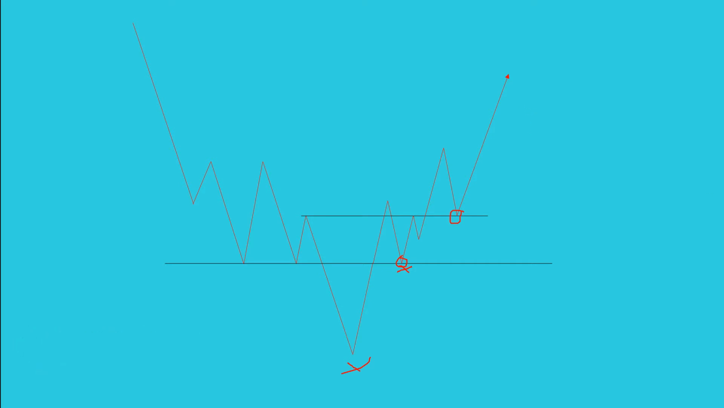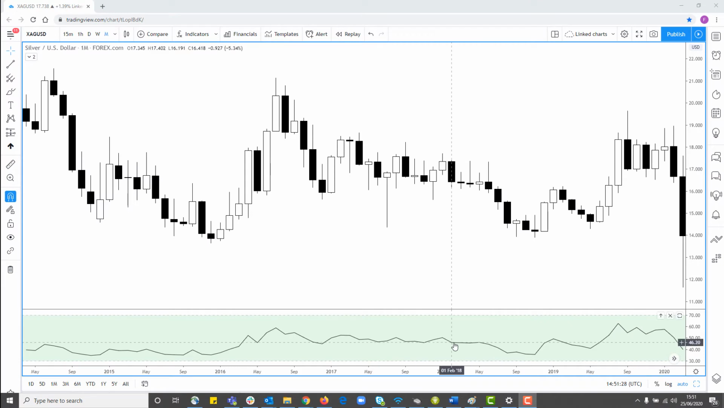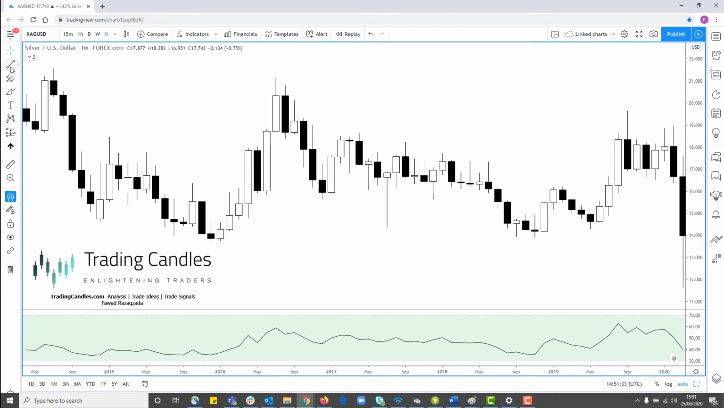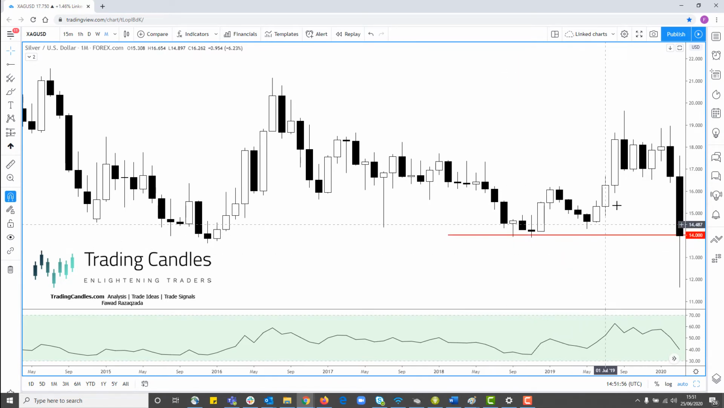Okay, just bear with me 1 second. So one of the examples that I can think of is silver. Here we have a perfect example of a fake out. Silver was going higher before the pandemic hit. It had created a major support here around the $14 level. It then broke below that on concerns over demand once the coronavirus cases spiked across the world and lockdowns started.